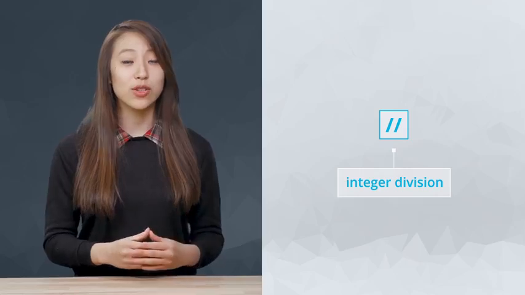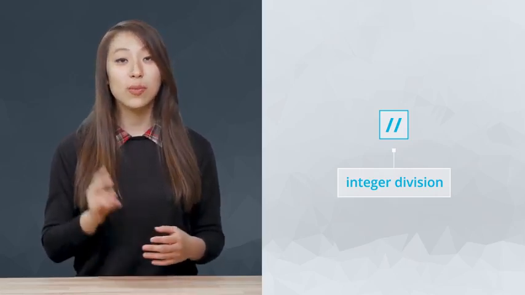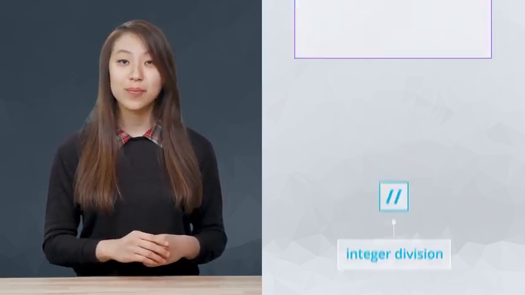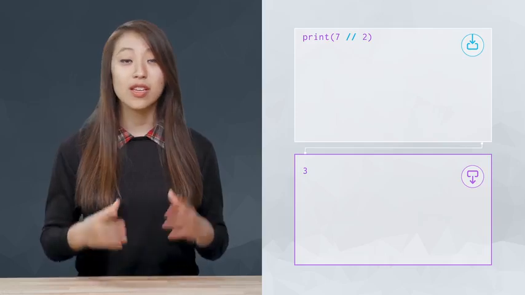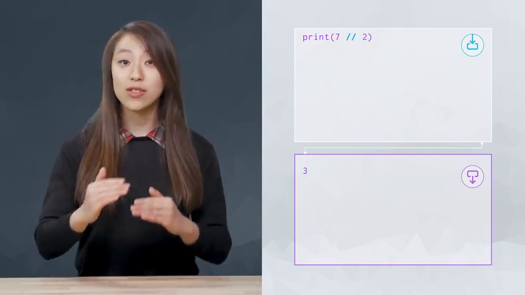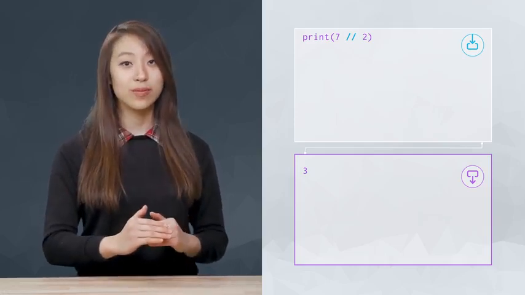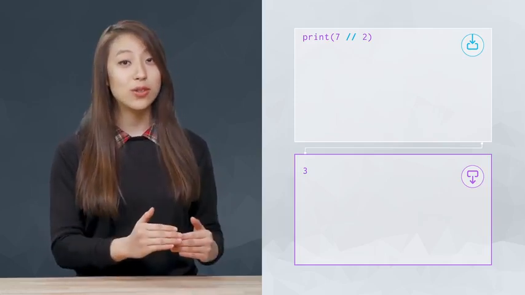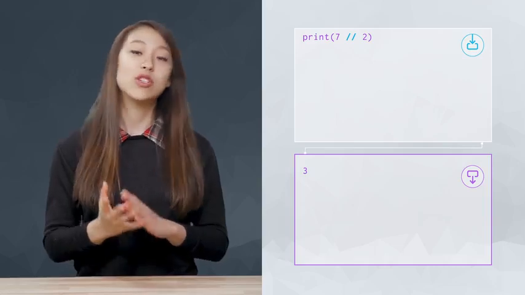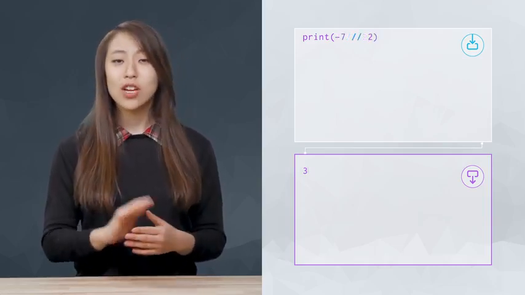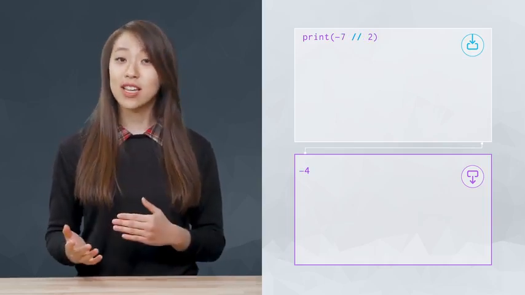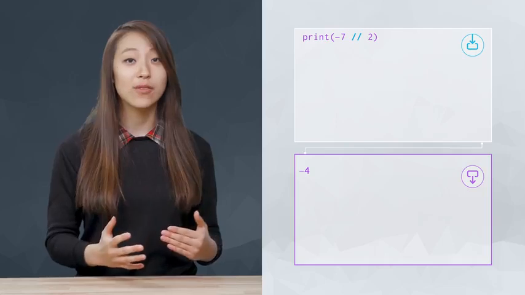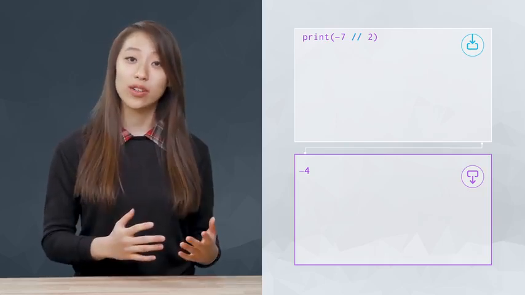You might also find use for integer division, denoted by 2 /. It divides one integer by another, but rather than giving the exact answer, it rounds the answer down to an integer. 7 divided by 2 is 3.5, which rounds down to 3. Notice it rounds down even if the answer is negative. In this case, negative 3.5 was rounded down to -4.